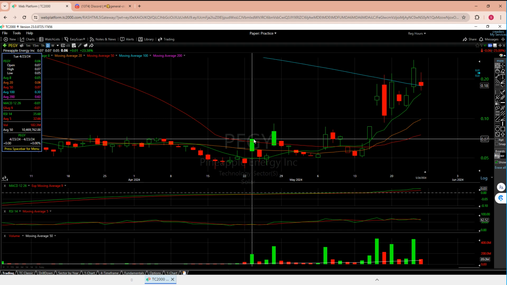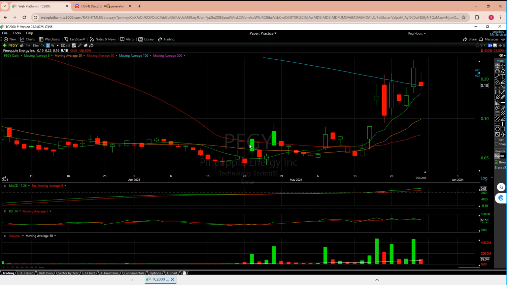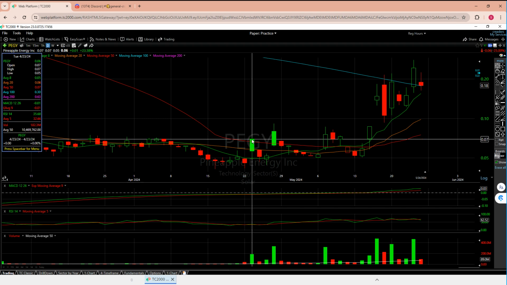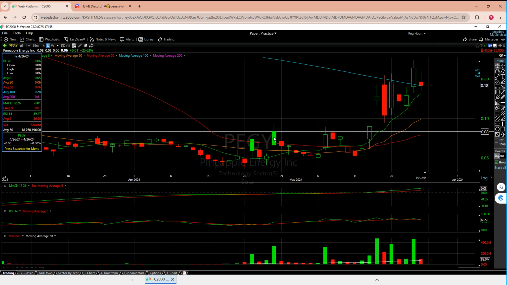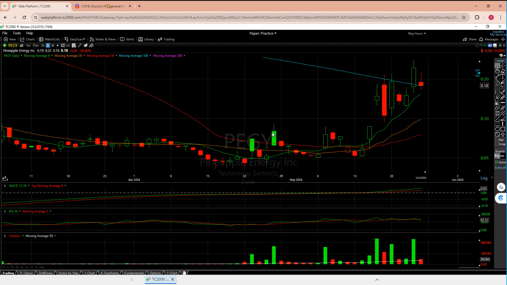This green one, I like a green outline, not a green filled in, okay? This thing opens at 7 and then falls to 6. This thing opens at 8 and then falls to 6. More people lost money than made money on those candles right there. That's how I view those, all right?